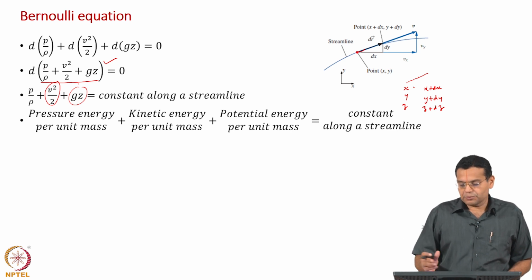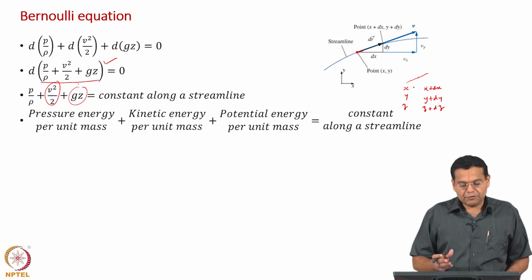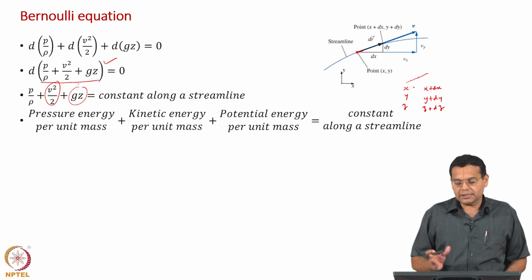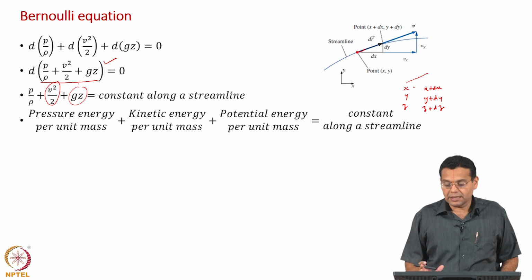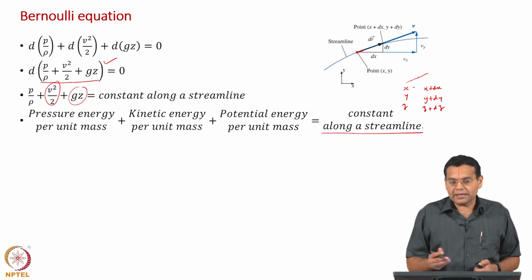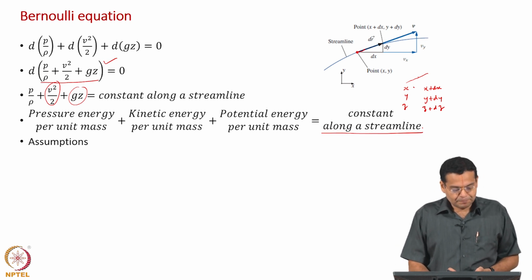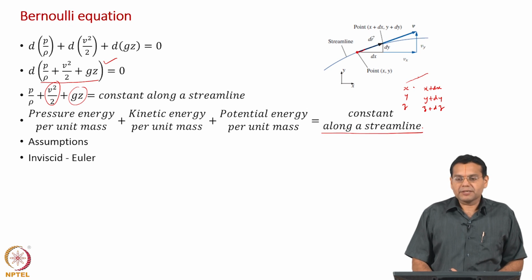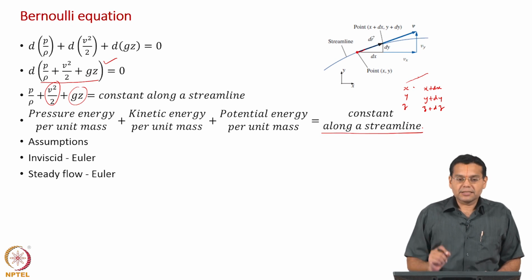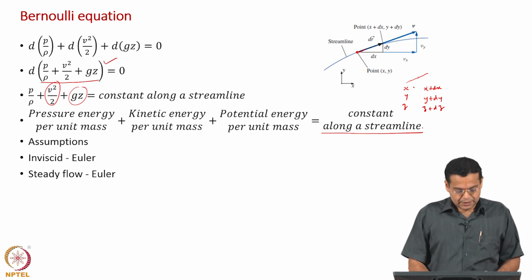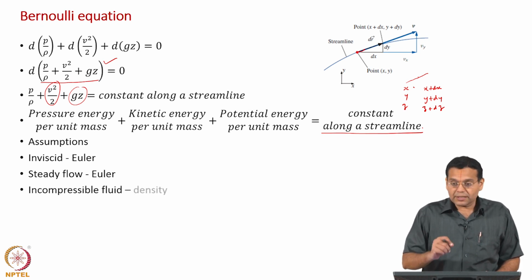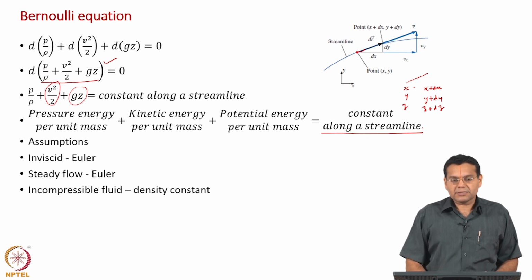And so, Bernoulli's equation tells you that the sum of these energies, pressure energy, kinetic energy, potential energy, of course, all per unit mass, is a constant along a streamline, not between any 2 points in the flow field. What are the assumptions? Let us recall the assumptions. Inviscid flow, because we started with the Euler equation. We started with the steady form of the Euler equation, so we have also assumed steady flow. Then during the derivation we assumed density to be constant, which means we assumed incompressible fluid.